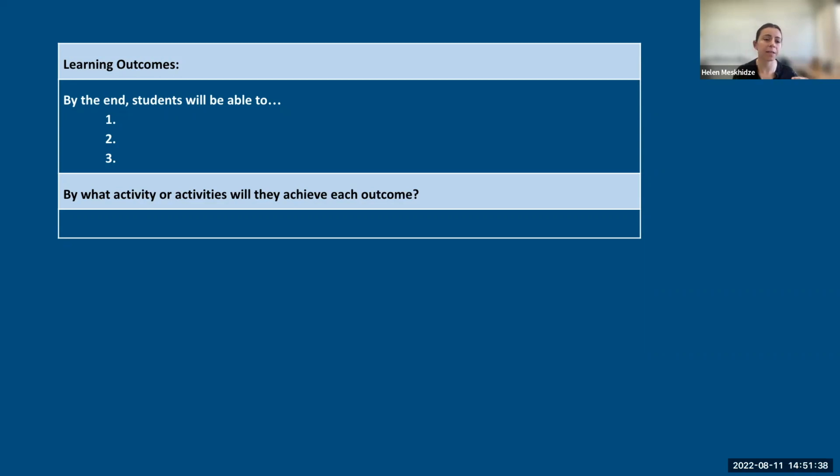And you can see that because the second question asks, by what activity or activities will they achieve each outcome? Whereas on the course goal level, you're really asking for student understanding or students to be able to do something, but you don't need them to demonstrate it yet or to practice it yet. At the lesson level, you really want to give them the opportunities to practice. So that's the first section.